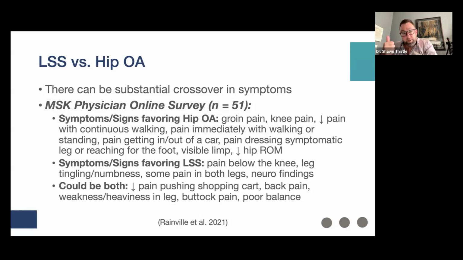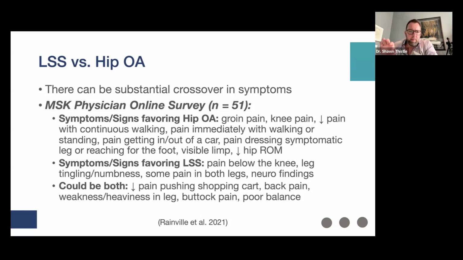Signs and symptoms from the survey of MSK clinicians favoring lumbar spinal stenosis include pain or symptoms below the knee, leg tingling or numbness. That's often not a direct result of hip OA. Some pain in both legs and neurological findings. So hip OA itself doesn't often lend itself to having neurological findings, of course, and could be both. This is the overlap part.